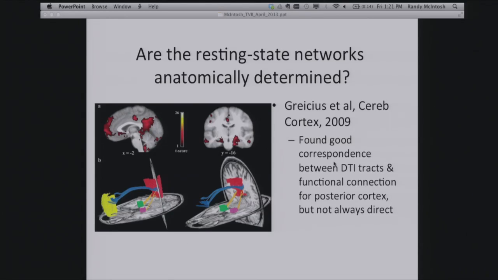Finally, there's a fairly good correspondence between what you see using diffusion tensor imaging and the areas that are functionally connected in the resting state. But it's not perfect, and it's not always direct. It may be indirect connections, which you would expect in the brain where you have both direct and indirect influences. But it's not a one-to-one mapping: if there's a structural connection, there's not necessarily going to be a functional connection.